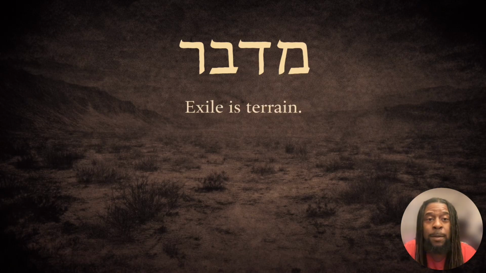The terrain, midbar, all right? Wilderness, purification space. The feminine ritual agency is not absent. It is in Bat Gola, the daughter of exile. All right?